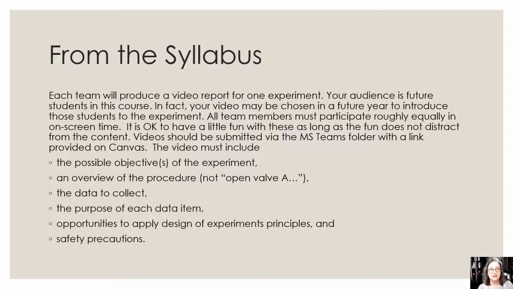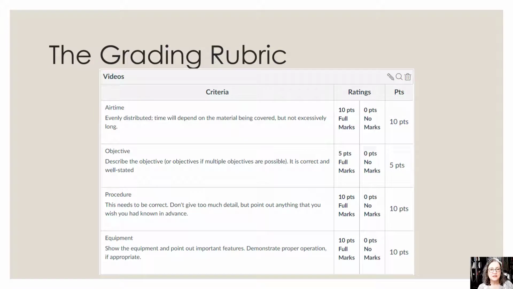So that's the content. As far as how you will be graded, the rubric is available on Canvas. This is what we've got here. 10 points is about the airtime. It's evenly distributed. I'm not giving you a time limit on this. If it's 5 minutes, that's okay, as long as everything is covered. I'd rather it not be like 30 minutes, though. So not excessively long, evenly distributed, that's 10 points.